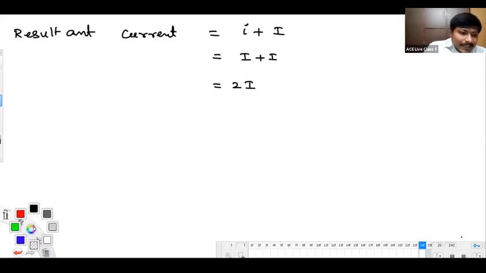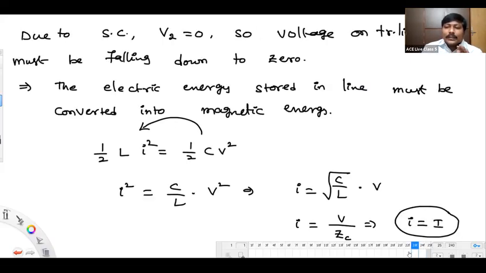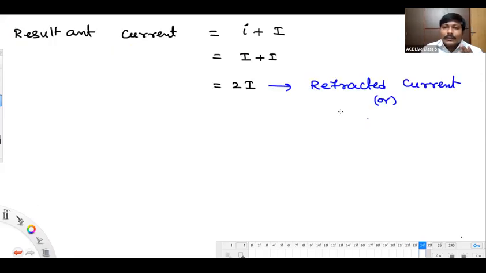And can we call this the refracted current now? This is nothing but the refracted current. Else you can call it the short circuit current at the time t equals capital T.